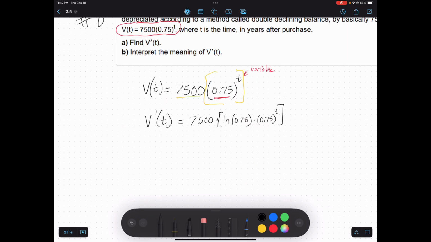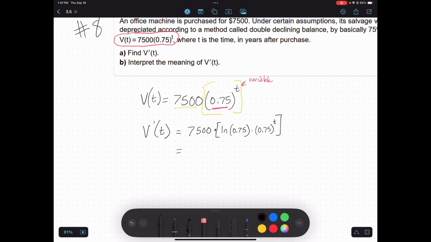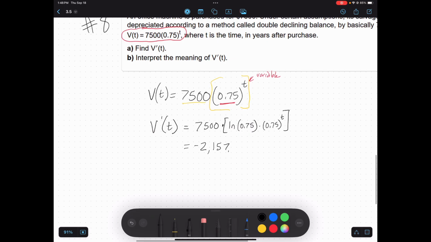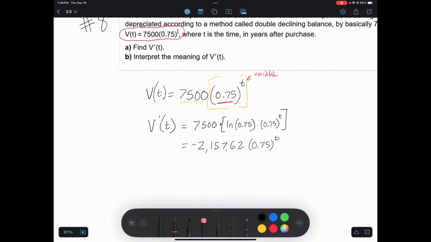And then, of course, you can simplify this. Plug natural log of 0.75 in and multiply it by 7,500. And I get about negative 2,157.622 times 0.75 to the t, rounding to the nearest thousandth. Now, I rounded here. The homework probably doesn't want you to round. So on the homework, just plug in this value. But the reason why I wanted to give you an actual number there is I wanted to point out the fact that this is negative. Why does that make sense?